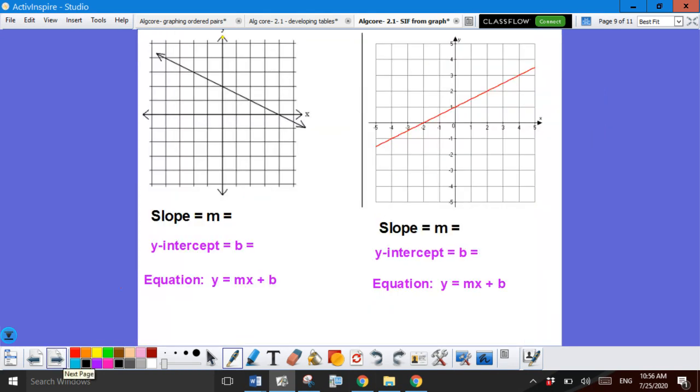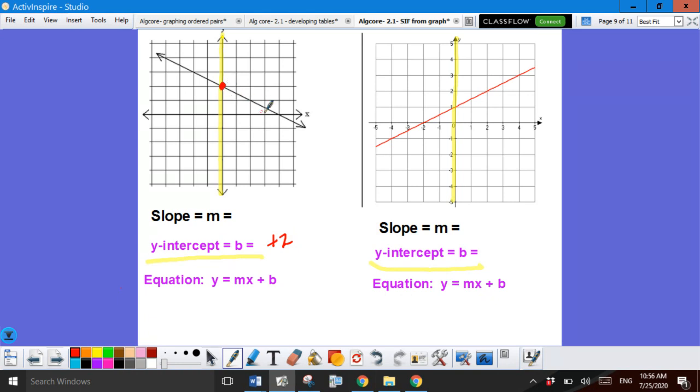All right, let's see what we can do here. Let's start this one by finding our y-intercept, okay? I'm going to go ahead and highlight our y-axis. So let's find our y-intercept on this axis. So the y-intercept is right here, and that value is positive 2. Okay, that value is positive 2.